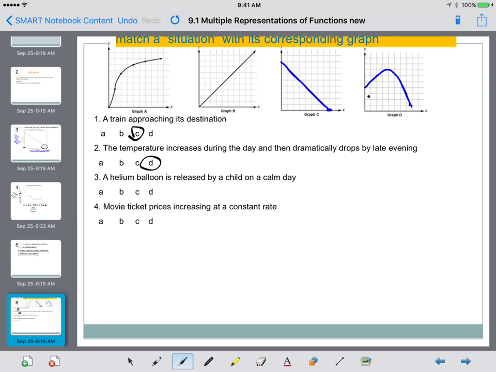A helium balloon is released by a child on a calm day. Okay, I would go with graph A. And let's see, movie ticket prices increase at a constant rate. That would be graph B.